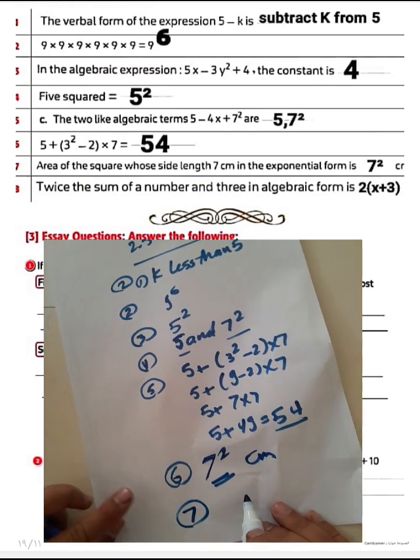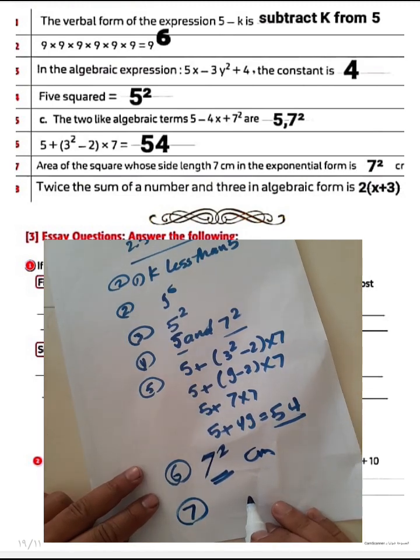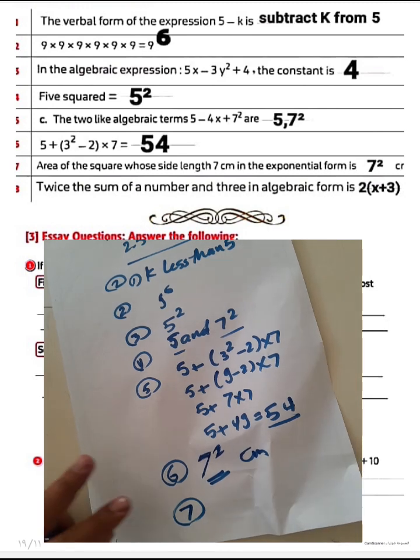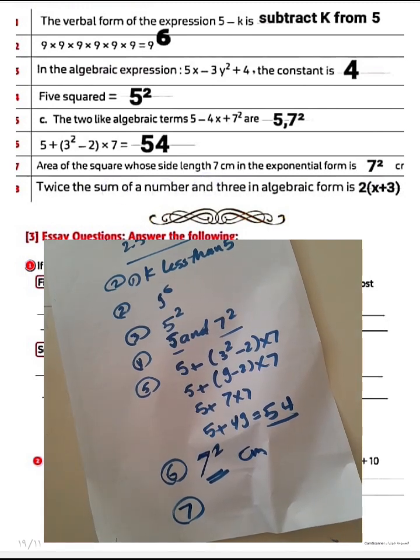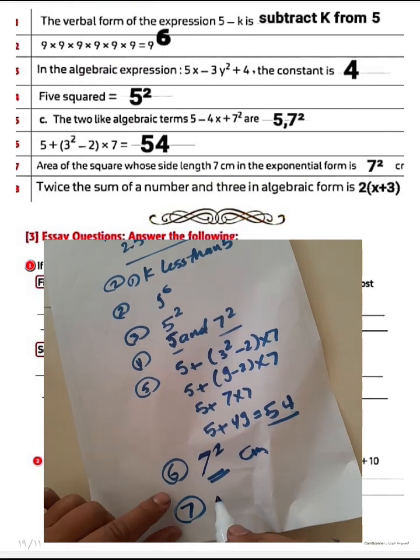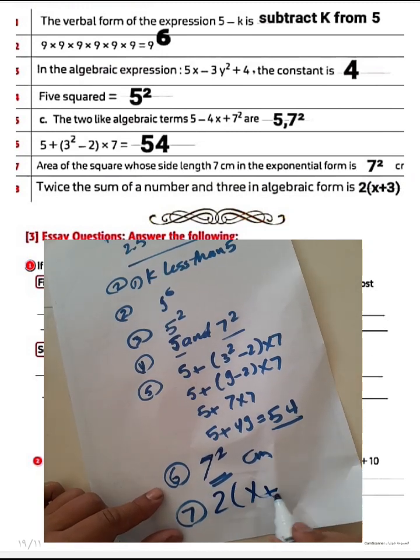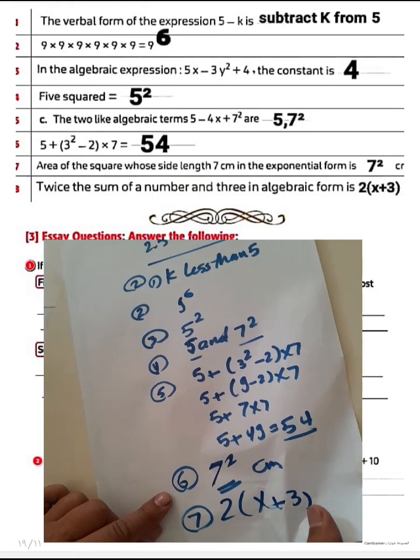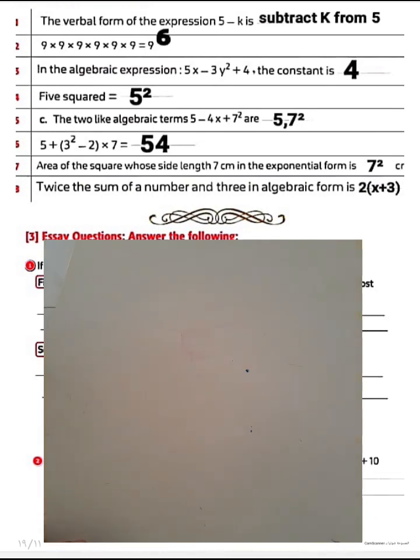Question 7. Twice the sum of a number and 3. In the algebraic form, we can write 2 times, it means twice the number x plus 3. Okay, next question.